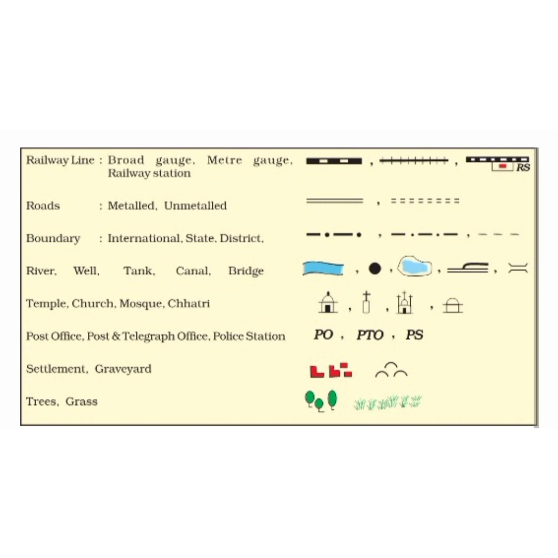So basically a map has a universal language that can be understood by all with the help of symbols. And there is an international agreement regarding the use of the symbols. And these symbols are called conventional symbols.